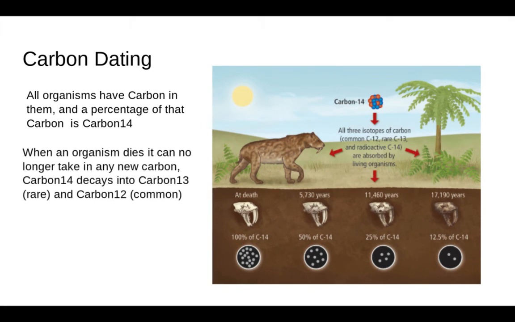When we eat, like we're eating vegetables, we're eating carbon. Okay, plants are made of carbon and we eat that. However, when we die, we stop eating, obviously, so we are no longer ingesting carbon. So what happens is the carbon-14 in our body slowly decays into carbon-13 and carbon-12.